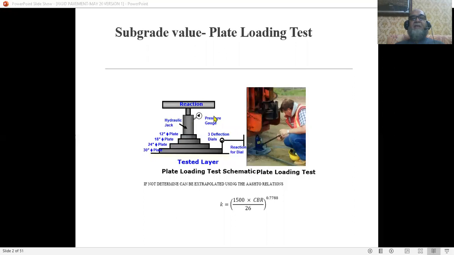And this pressure is noted. Whatever deformation we have with this pressure, we try to know it, and then we draw a curve and calculate the subgrade value. Again, if you do not have the facility, then you can use the relation K = 1500 CBR times (CBR over 26) to the power 0.7788.